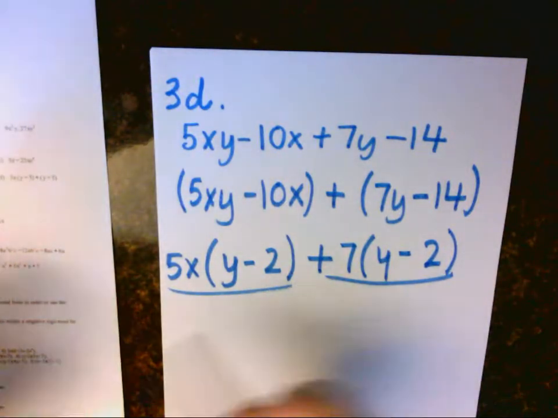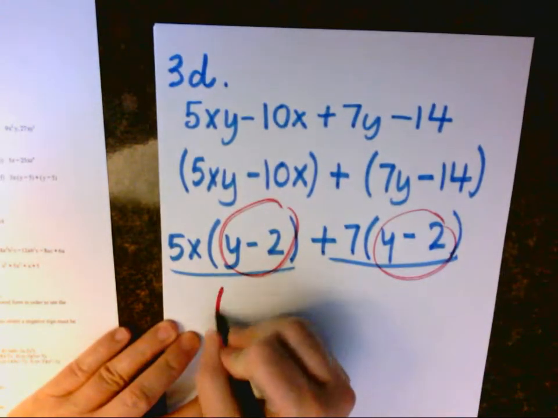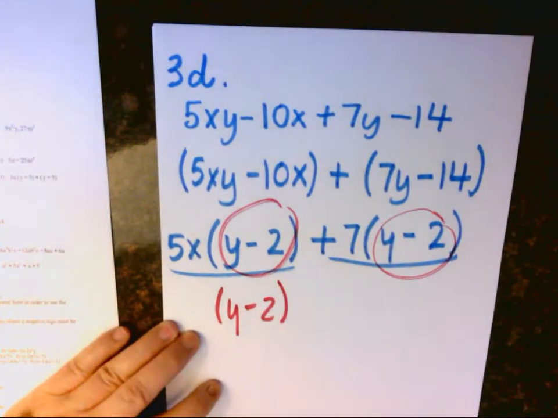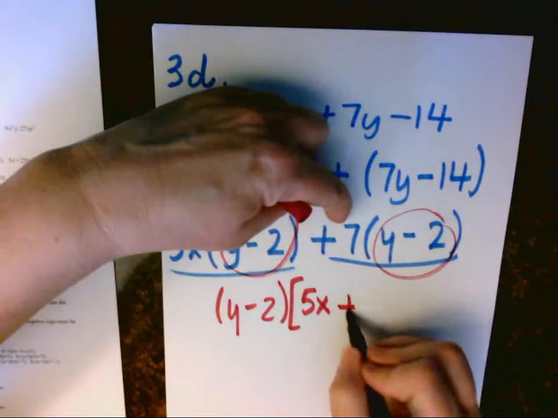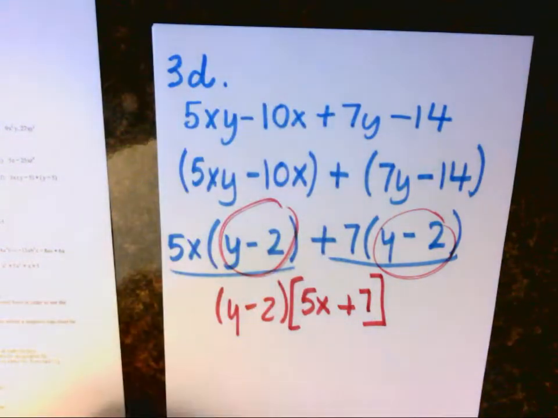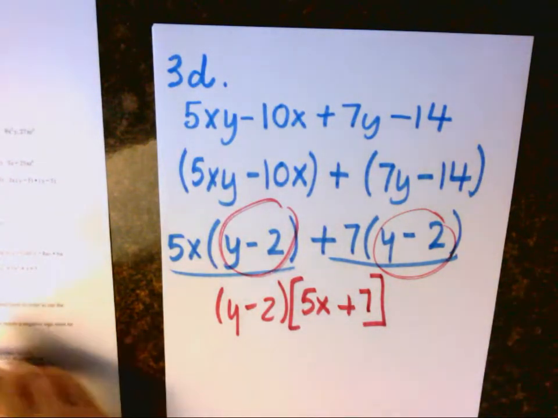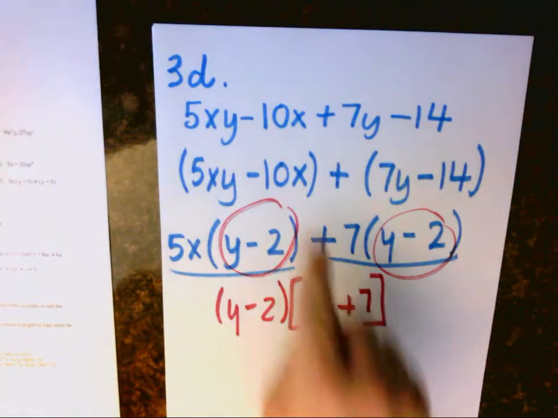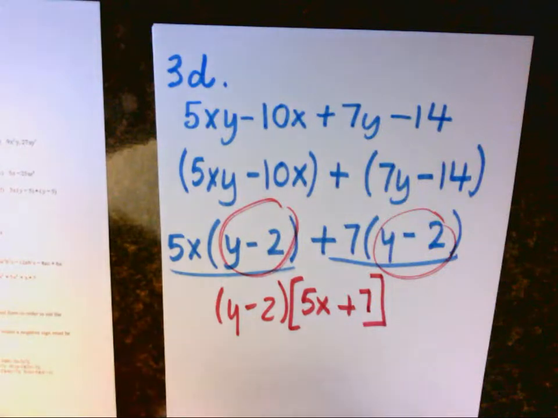Notice that they have the same common thing, right? So I'm going to pull that out. When I pull it out, what's left here? A 5x and a 7. Okay? So that's the factored form. If you multiply this out using FOIL or just multiplication, it would get you back to where we started. Very good. So that is factoring by grouping.